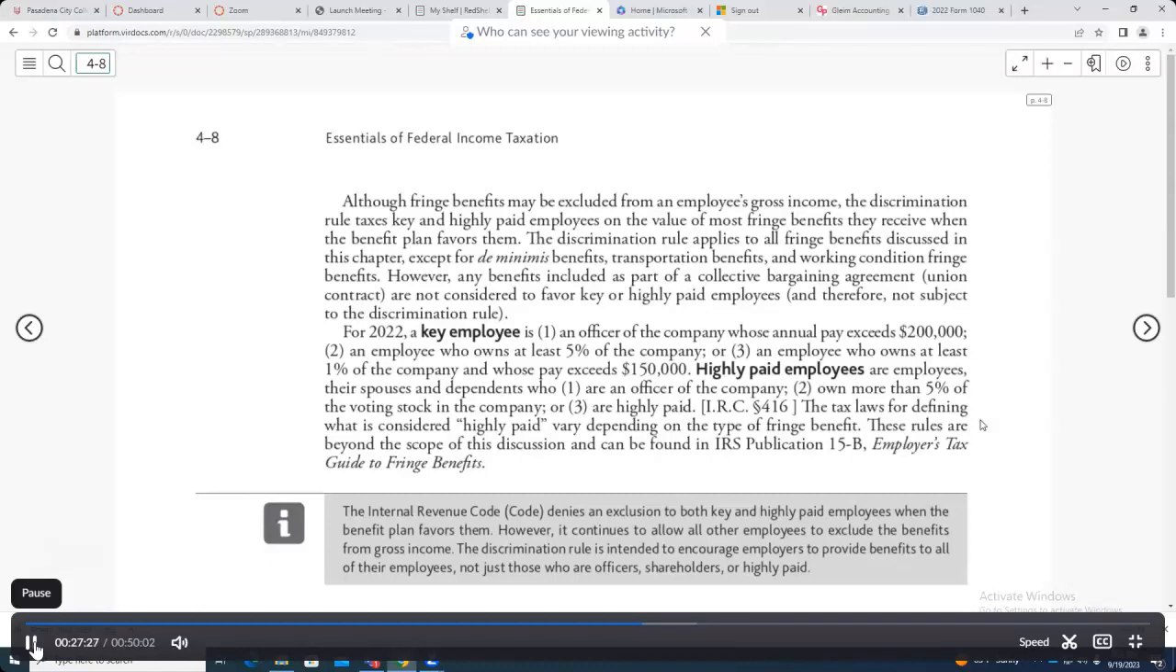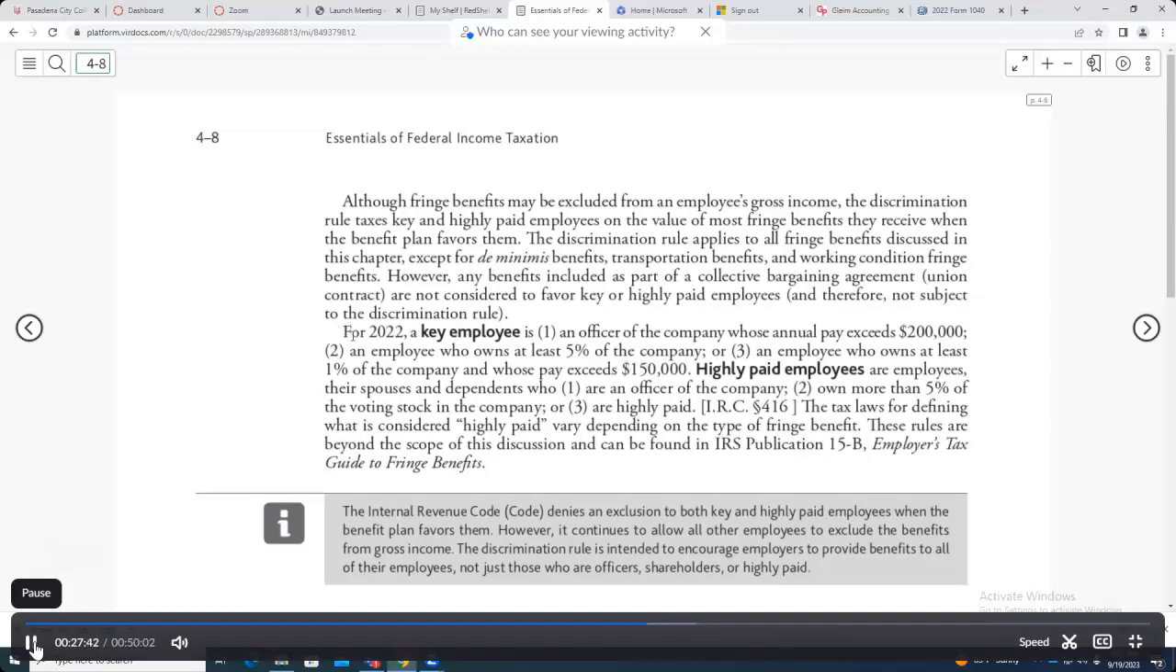It depends why the company is paying for it. Is it for the company's benefit or is it for the employee's benefit? So it goes into the gray area, and you have to identify it.